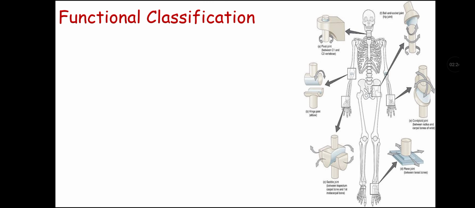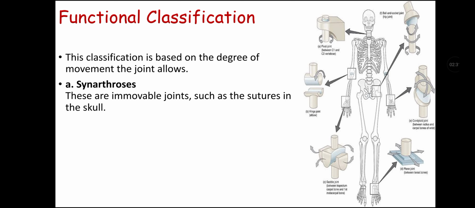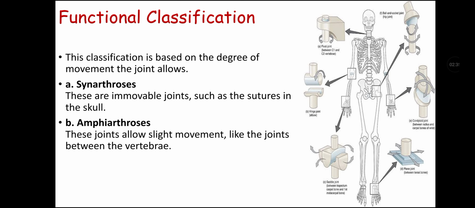Now let's talk about the functional classification of joints. This classification is based on the degree of movement the joint allows. First type of functional classification is synarthrosis. It is where the joints are immovable, such as sutures in the skull.